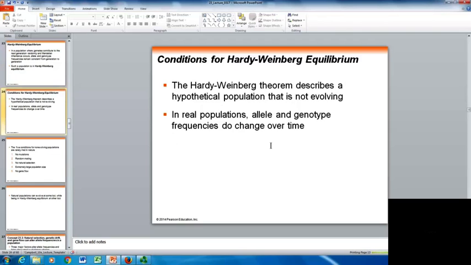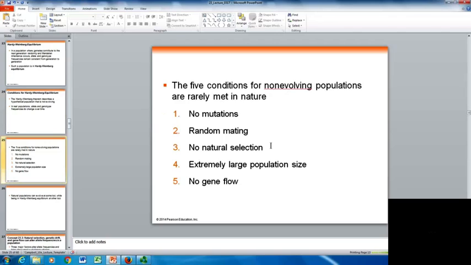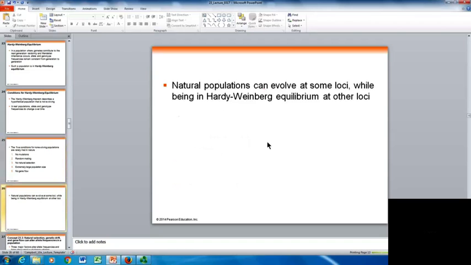So the Hardy-Weinberg theorem describes a hypothetical population. In real populations, the allele and genotype frequencies do change over time. So there are 5 conditions to have a non-evolving population, and these are rarely met in nature. First is that they have no mutations. Second is that they'll have random mating. Third is no natural selection. 4, an extremely large population size. And 5 is no gene flow.